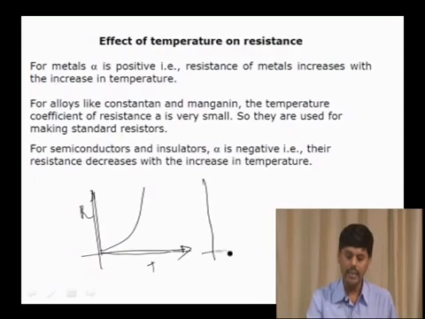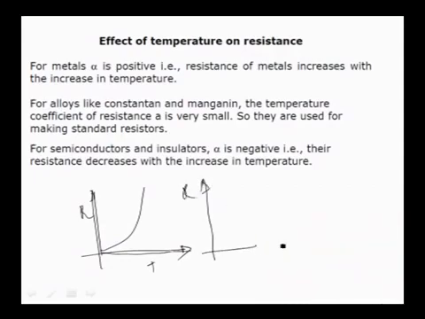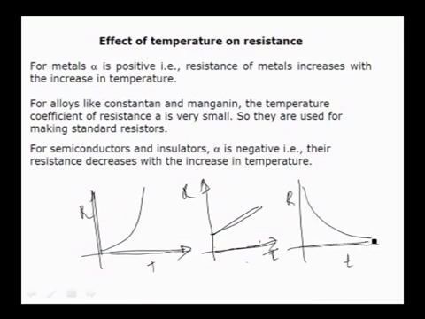Similarly, in case of alloys, we have the same parameter, temperature T, and we get a curve like this. Here also, as temperature increases, resistance also increases, but the variation of resistance is very small. In case of a semiconductor, this is the resistance and this is the temperature. When temperature increases, resistance decreases. This is inverse, and these two are direct.